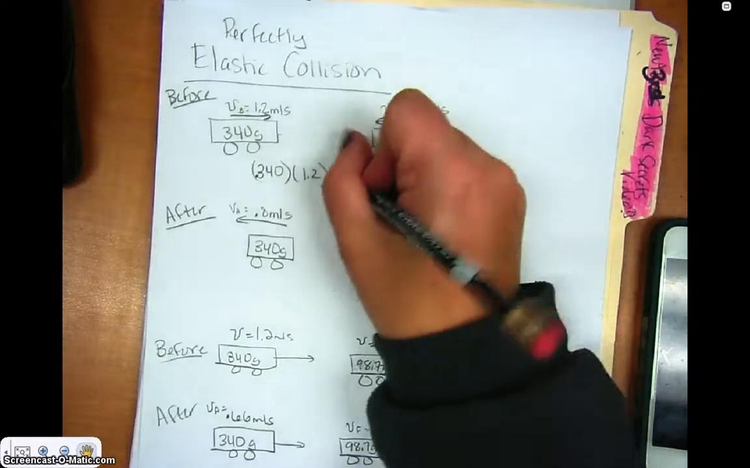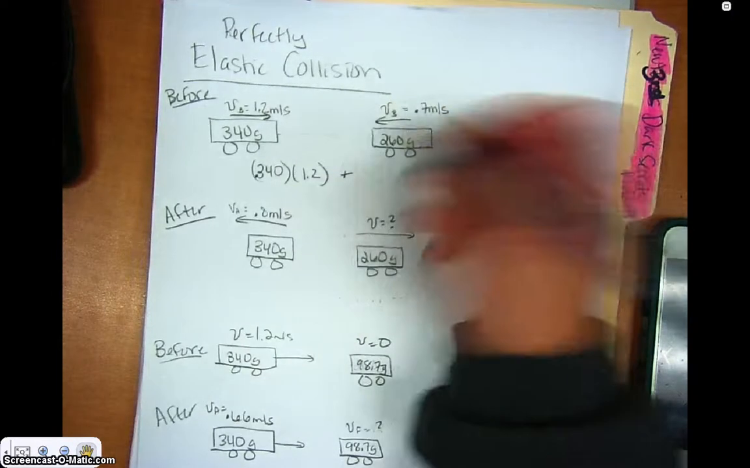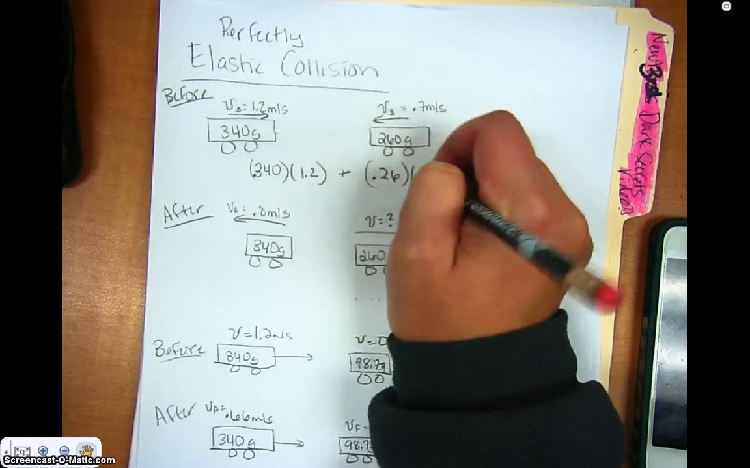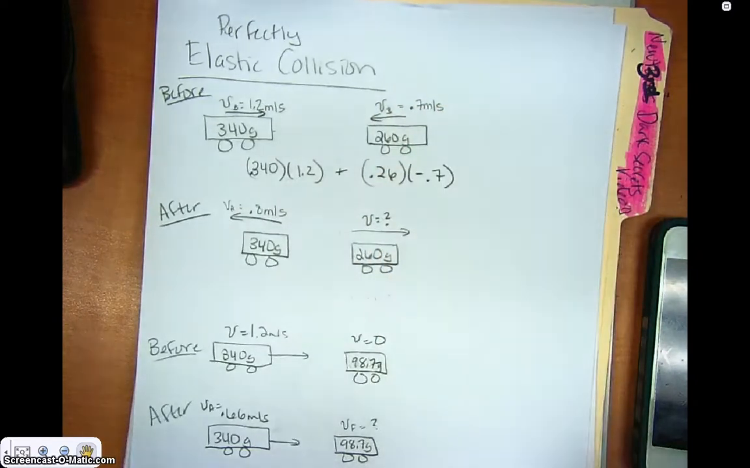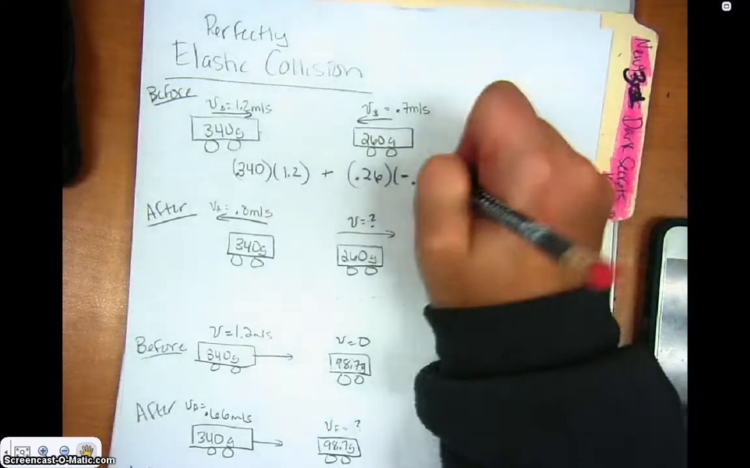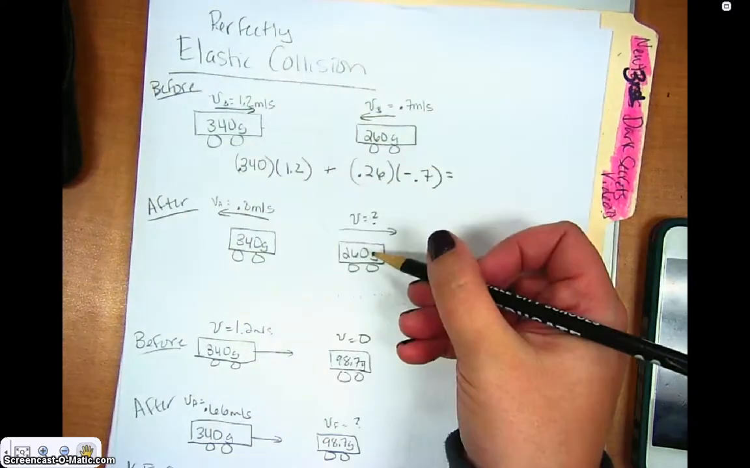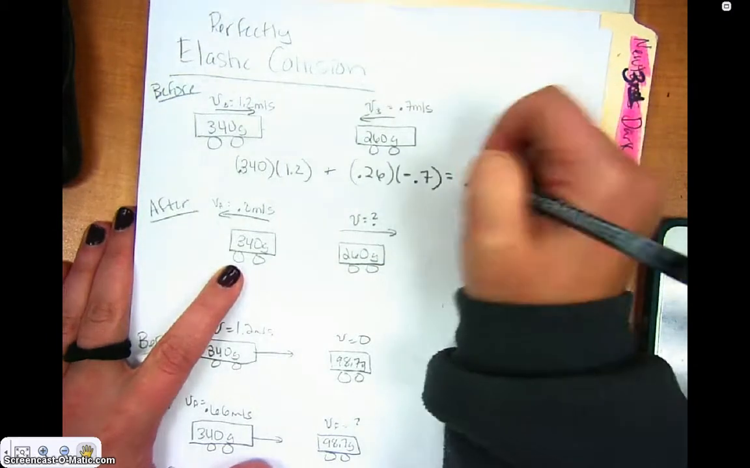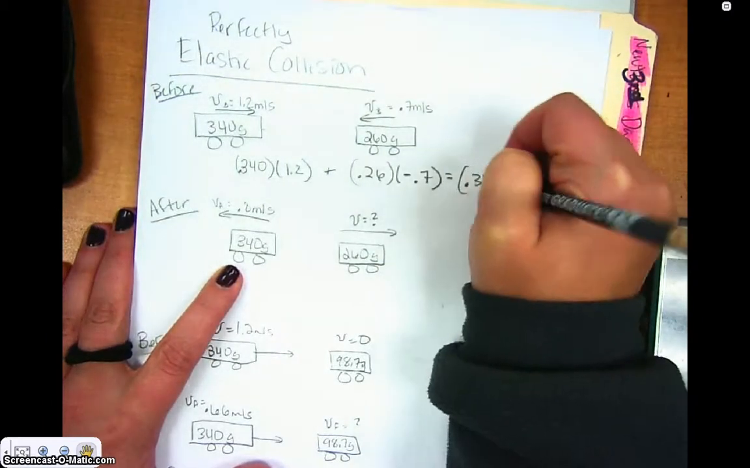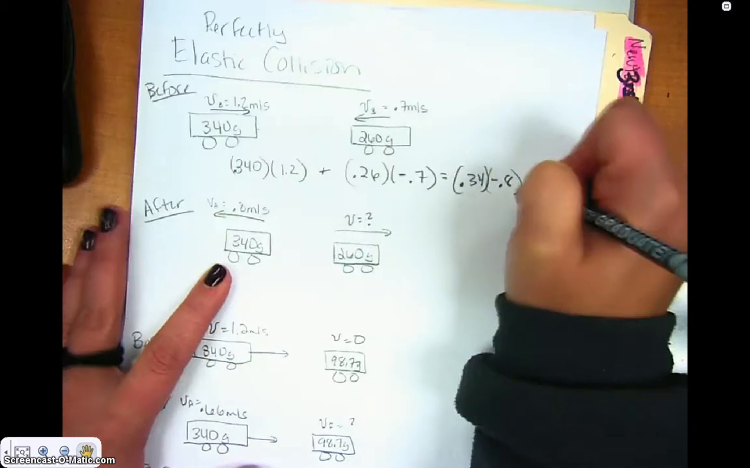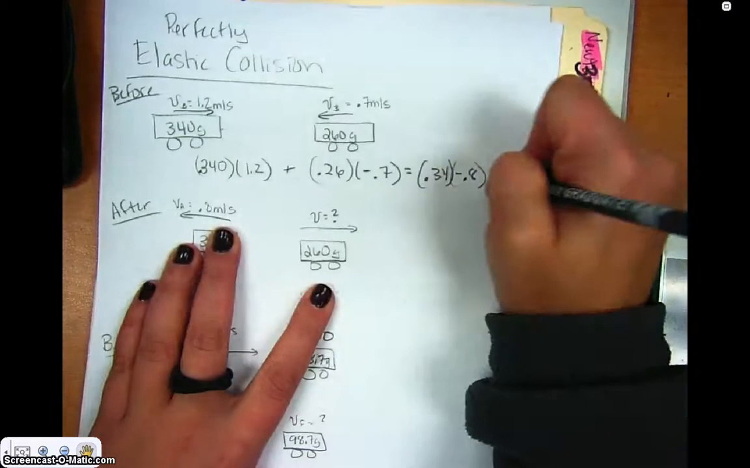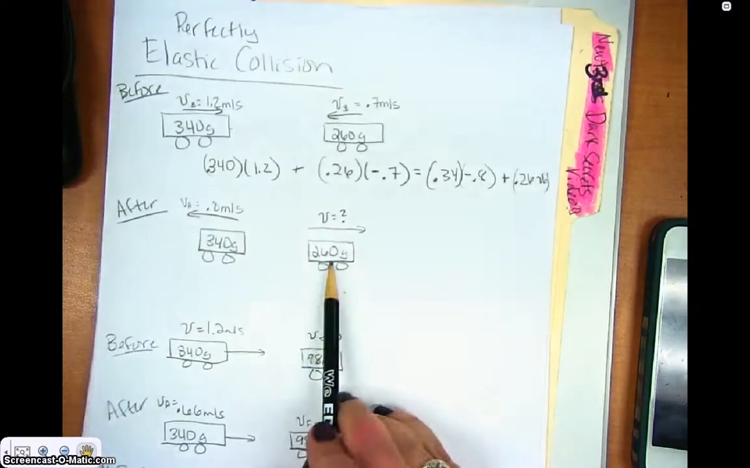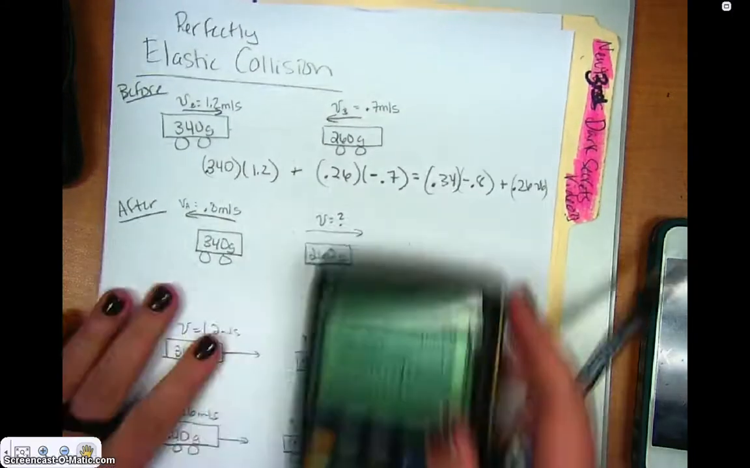And then I'm going to add to it 260, or 0.26, and I'm going to multiply that by a negative 0.7 because it's going to the left, right? And that has to be equal to the momentum after. So now I've got this object, 0.34, going a negative 0.8 meters per second. And that has to add to 0.26 times my V final. So I want to know how fast this guy is going, right? So it's just some simple algebra.